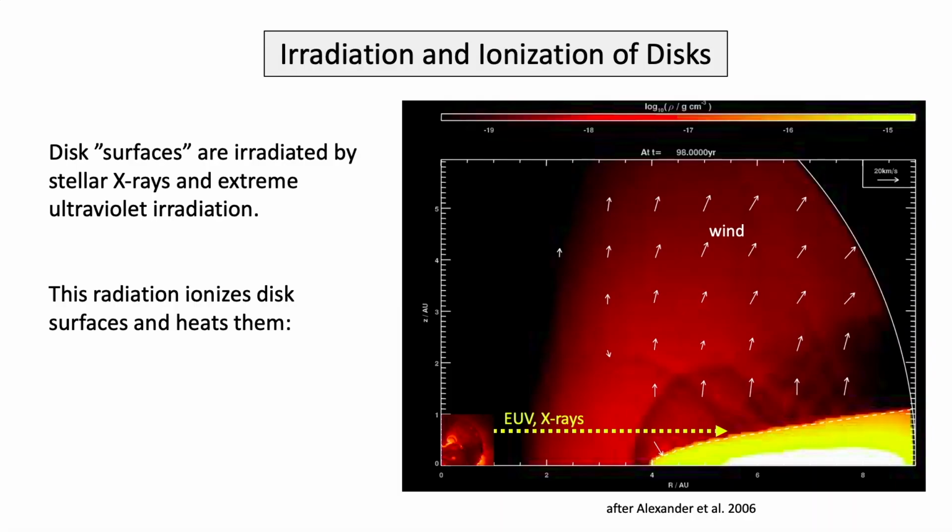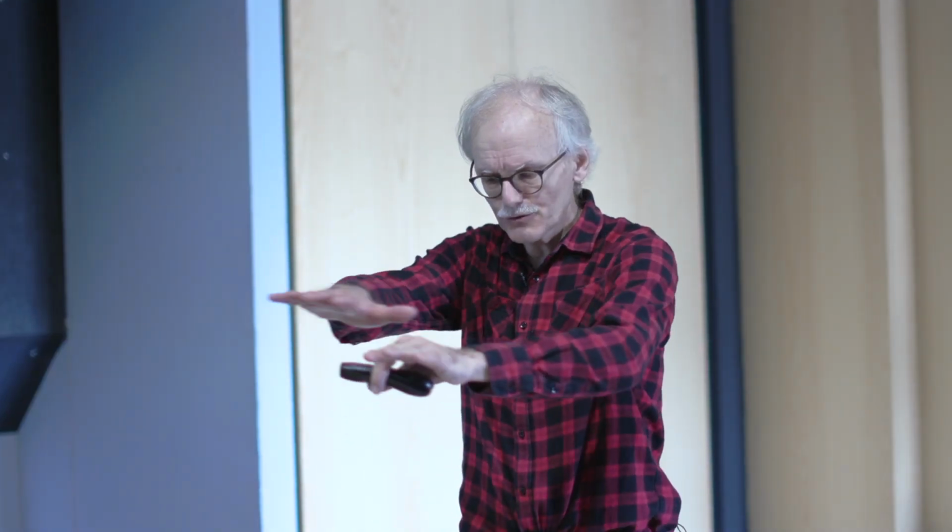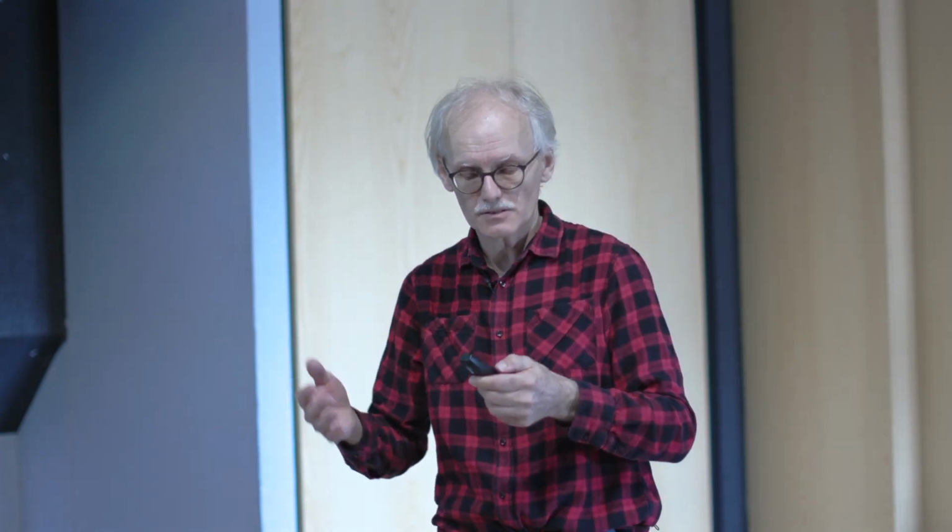It affects the disk surface massively by ionizing the disk surface and by heating it, beyond what you would expect if you had no X-rays. And that may lead to a situation where the surface of the disk is heated so much that it boils off, it's moving into space because it's too hot.